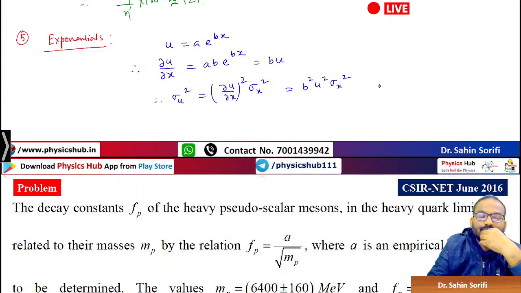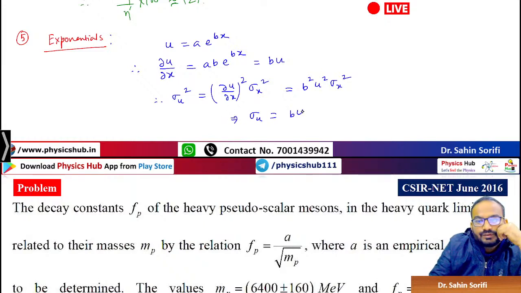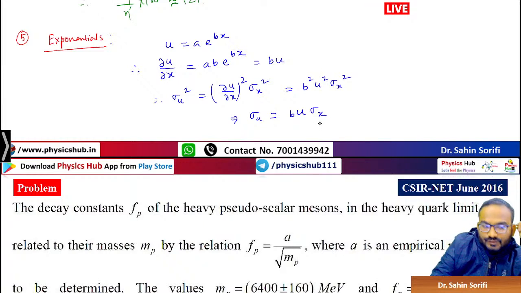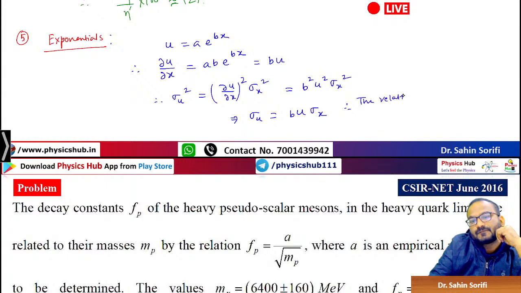Okay, sigma u is equal to b u sigma x. Okay, if you want to calculate the relative error, sigma u by u, if you want to calculate in percentage, you will multiply by 100. This is equal to b sigma x.